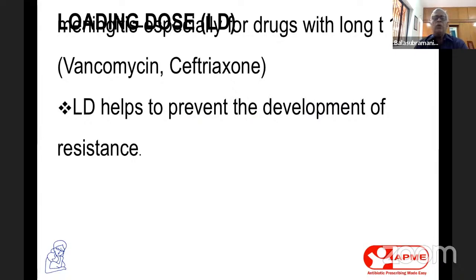And it is extremely useful in giving drugs like vancomycin. For example, vancomycin for pneumococcal meningitis, you give a loading dose first, followed by a maintenance dose: ceftriaxone 100 and vancomycin 20 or 40 mg per kg. That's what you load with.